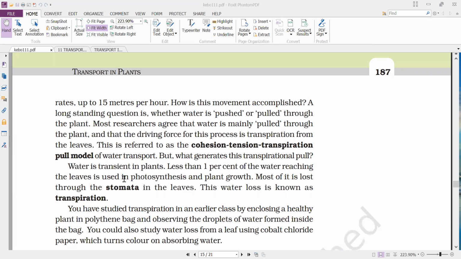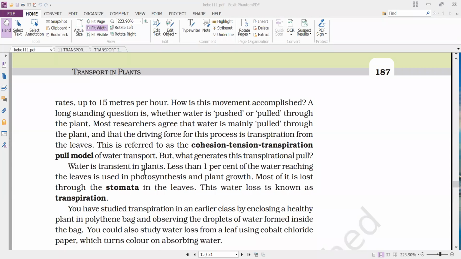When you observe here, water is a transient in plants. Less than 1% of water reaching the leaves is used in photosynthesis and plant growth. For example, if a plant is absorbing 100 ml of water, less than 1 ml of that water is utilized for its metabolic activities, for photosynthesis and other metabolic activities.